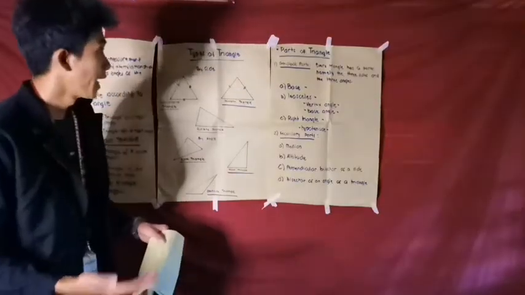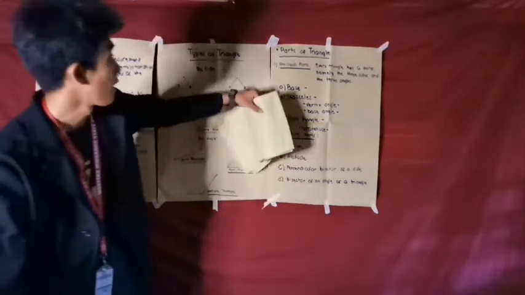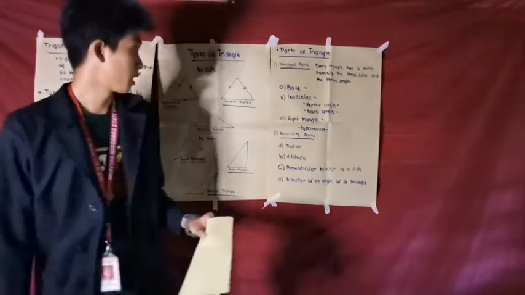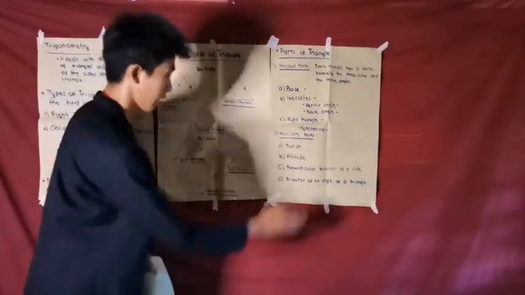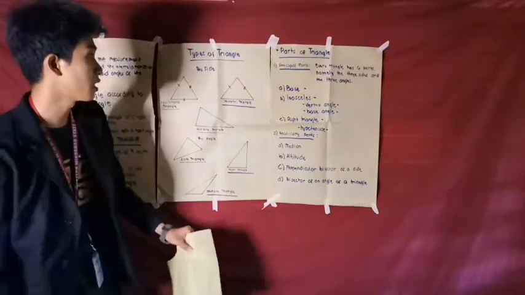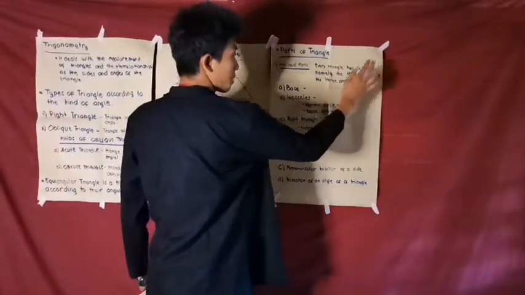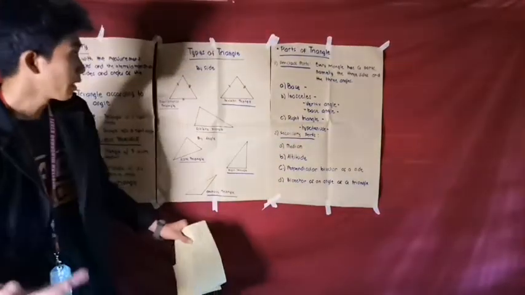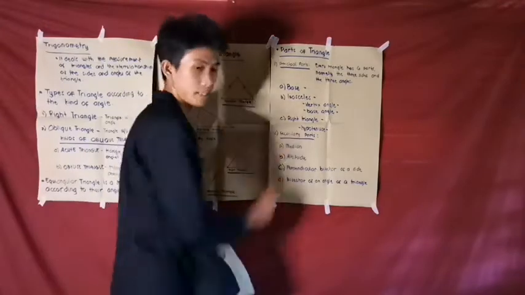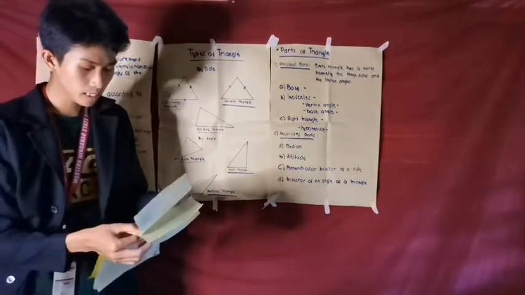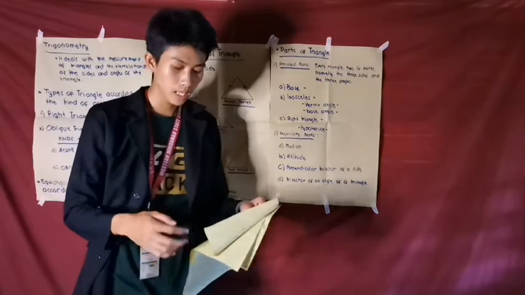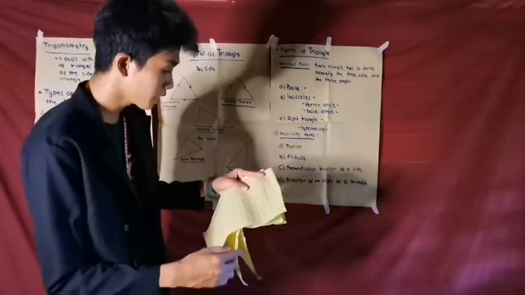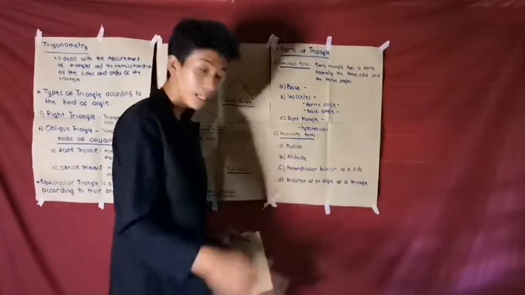Okay, now class, let us discuss the parts of a triangle. There are 2 parts of a triangle: the principal parts and the secondary parts. The principal parts means every triangle has 6 parts, namely the three sides and the three angles. The principal parts are first the base. The base is the side upon which the triangle is made up of three angles.